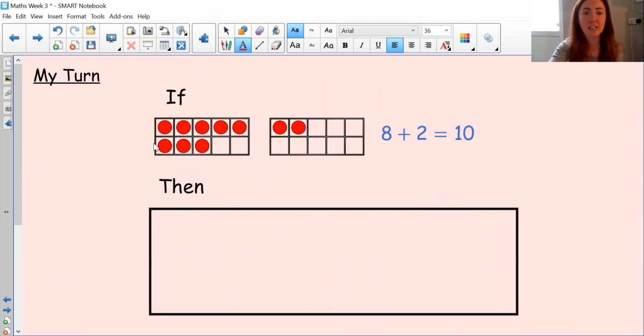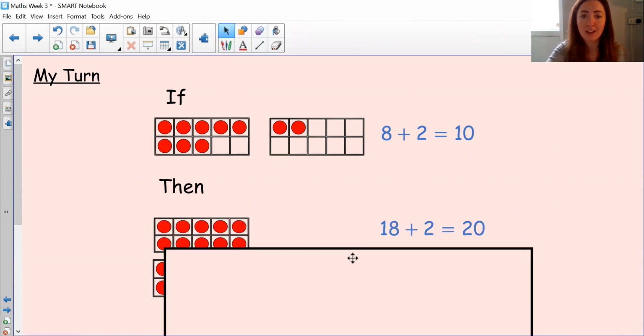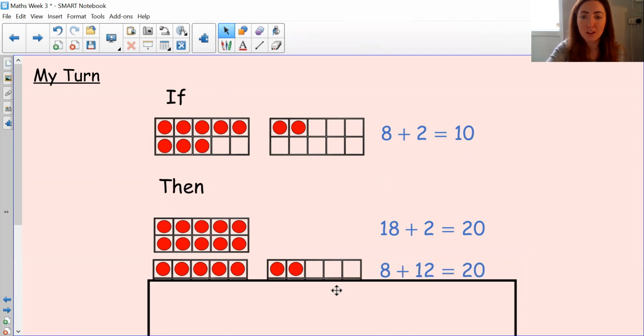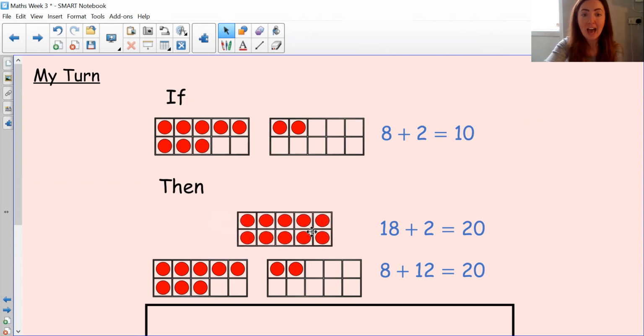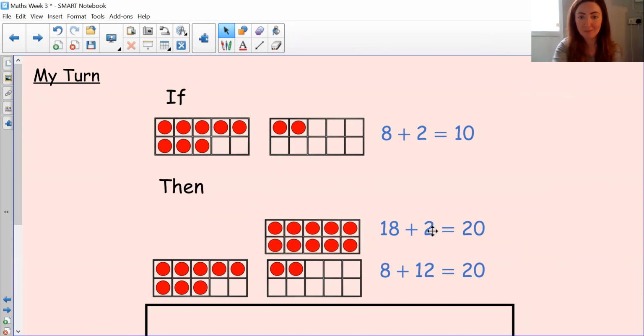Okay, now let's have a look. This is my turn. So if 8 add 2 equals 10, which we know it does because it's one of our number bonds to 10, and we can see if we move those two counters over, it would fill up the space to make 10. So if 8 add 2 equals 10, then we also know that 18 add 2 equals 20, and 8 add 12 equals 20, because we're just swapping over where the 10 goes.